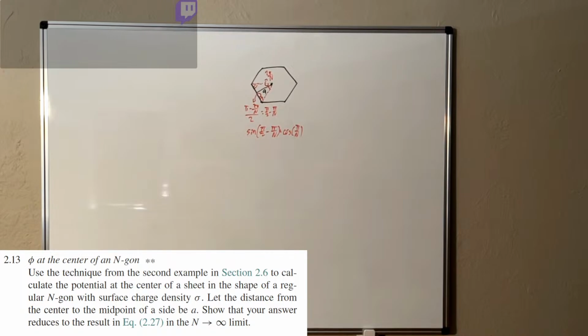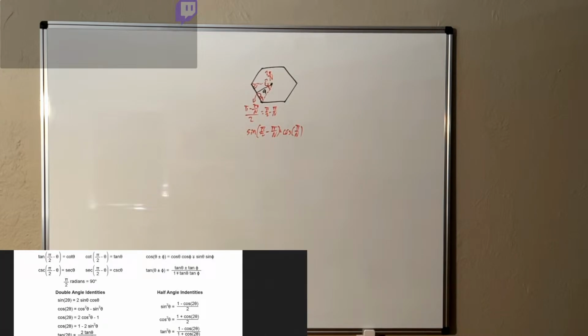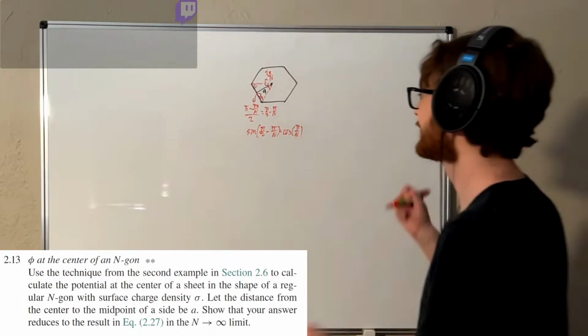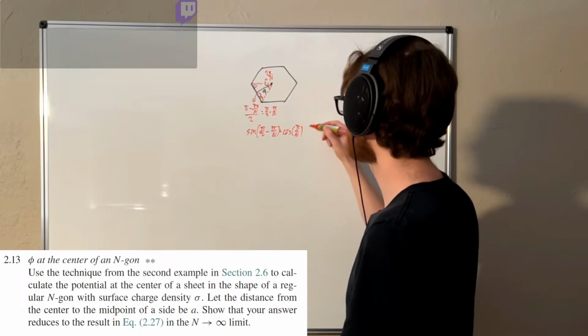"3D geometry keeps beating my ass because I don't know my terminology." Oh yeah, there is a lot of terminology in there. Sine of pi over 2 minus theta is cosine theta. Okay, good. Like the names of shapes and stuff.